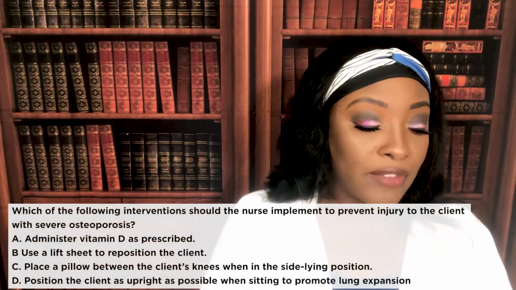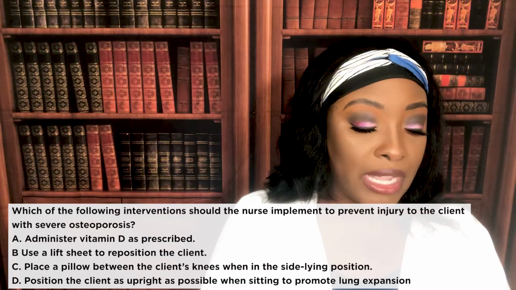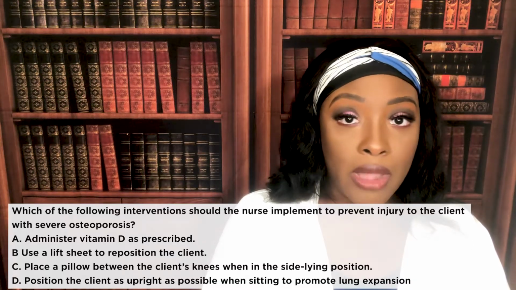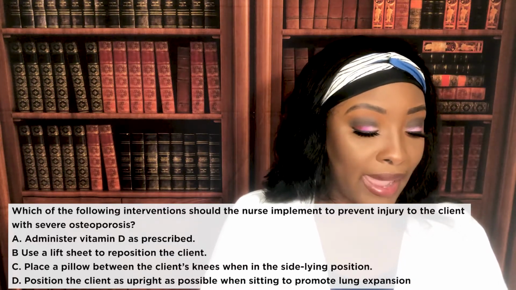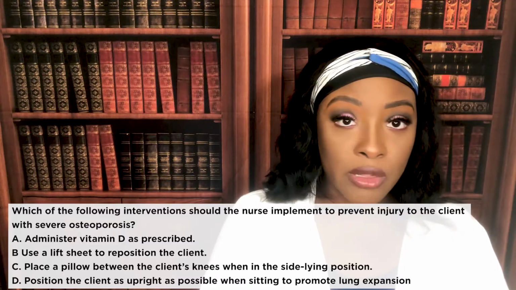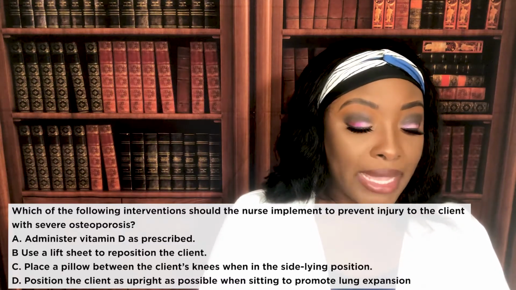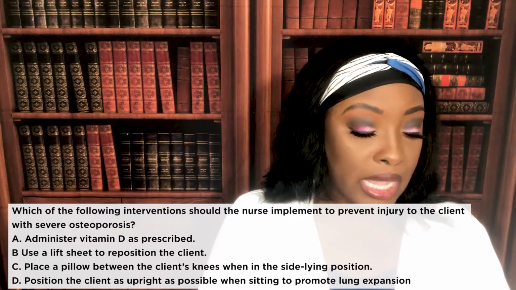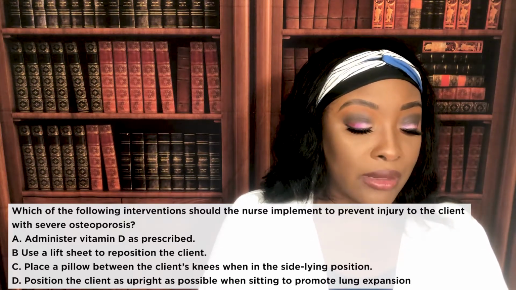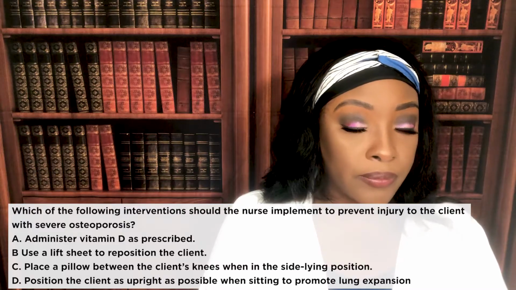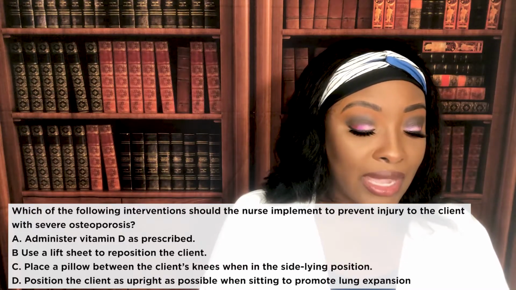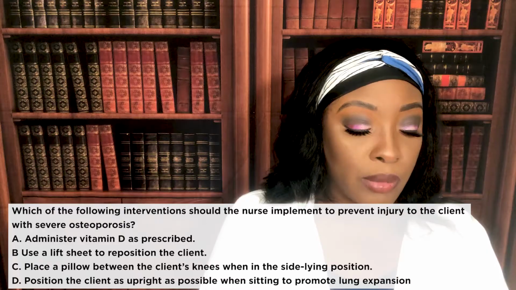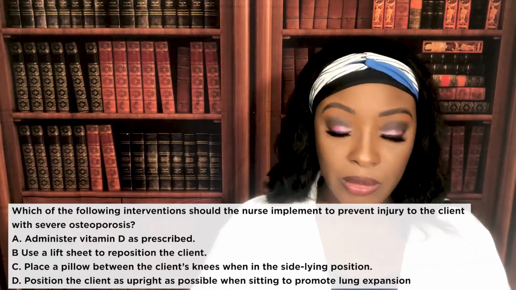Which of the following interventions should the nurse implement to prevent injury in the client with severe osteoporosis? A, administer vitamin D as prescribed. B, use a lift sheet to reposition the client. C, place a pillow between the client's knees when in the sideline position. Or D, position the client as upright as possible when sitting to promote lung expansion. And I'll give you a moment to think of your answer.